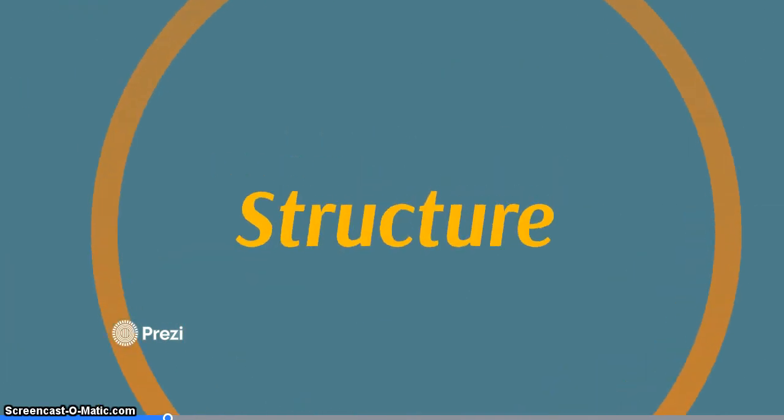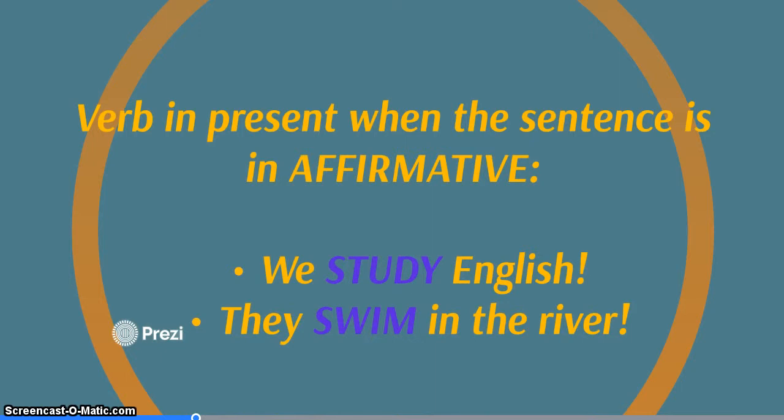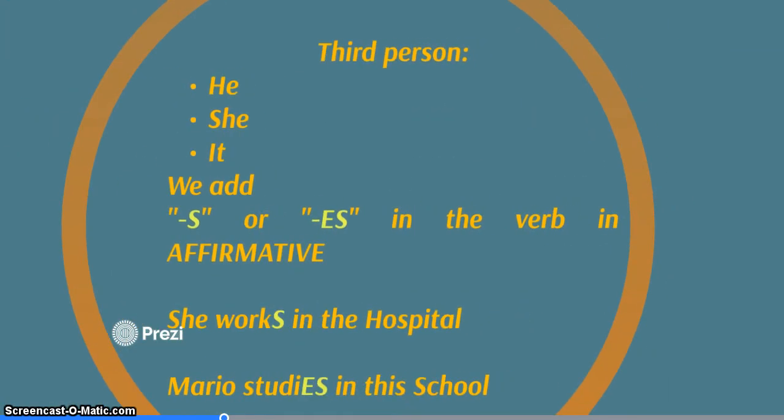Do you remember the structure? How do we make the present simple? Well, in the affirmative, it's very easy. We just use the verb like that. They study English, they swim in the river. But remember, in the third person singular, we have to add S or ES. Like she works in the hospital or Mario studies in this school.